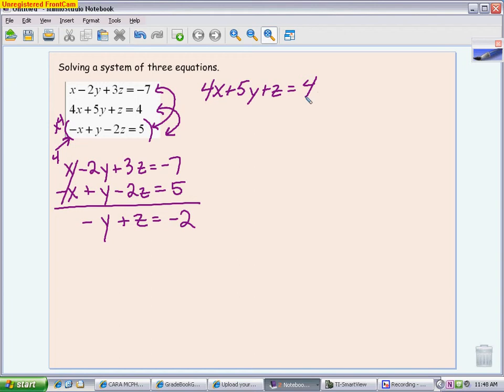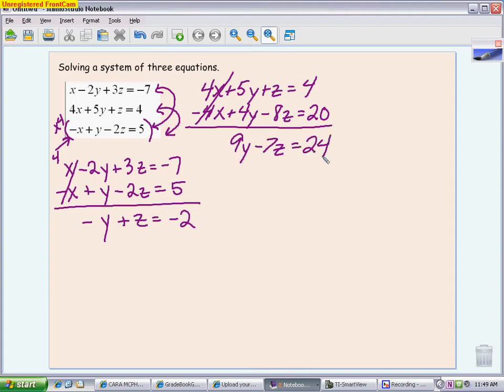And then I'm going to take that bottom line and multiply everything by 4, which is going to give me negative 4x, positive 4y, negative 8z, and 20. When you do this, if you did it correctly, your x's should cancel, which is what you wanted. You end up with 9y minus 7z equals 24.